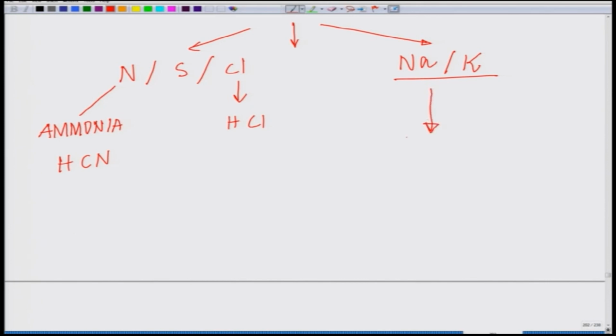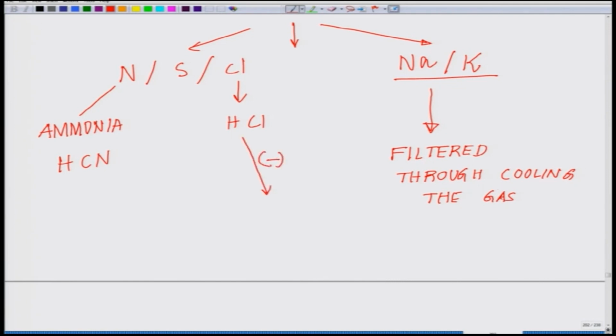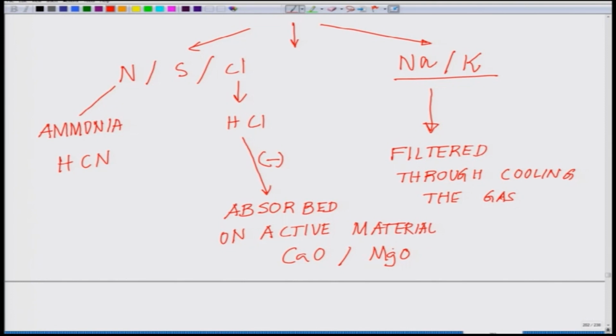So, most of these are filtered after cooling the gas. We have already discussed it. Filtered through cooling the gas, whereas HCl could be removed. This negative sign shows the removal. Absorption on active material, absorbed on active material like calcium oxide or magnesium oxide.